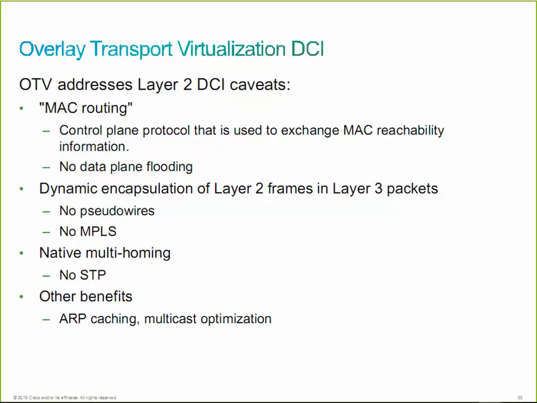So we don't have data plane flooding capabilities. We'll talk about that a little bit later on. The nice thing is that we don't have pseudowires, we don't have to have MPLS, we don't have to have spanning tree, and we don't have to have ARP caching, multicast optimization, and so on. So there are a lot of benefits that OTV gives us over our layer 2 DCI that we talked about previously.